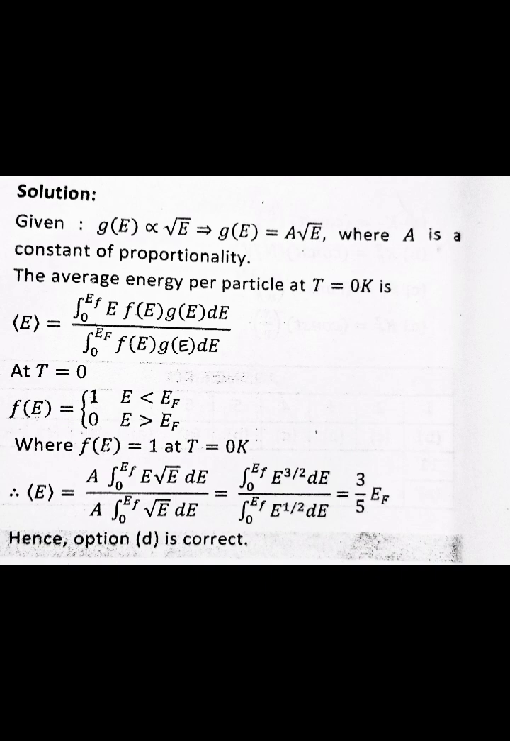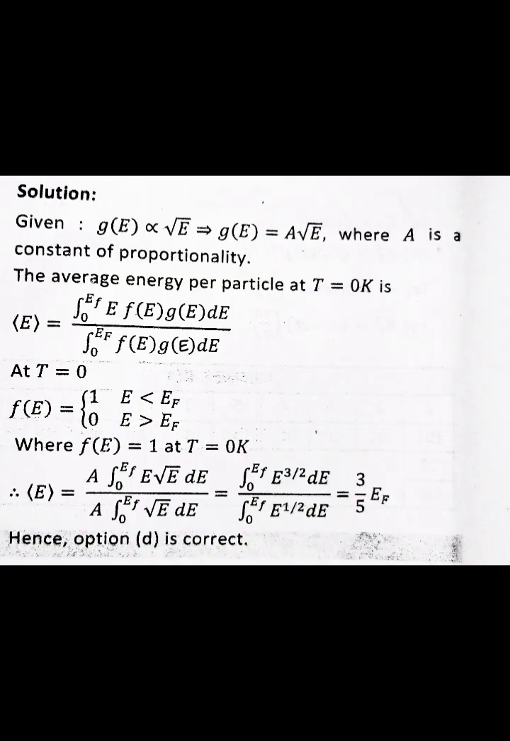Next question is, a system of non-interacting Fermi particles with Fermi energy EF has the density of states proportional to root E, where E is the energy of a particle. The average energy per particle at the temperature T equal to 0 is dash. So here it is given that G of E is proportional to root E. That is, G of E is equal to A root E, where A is a constant.